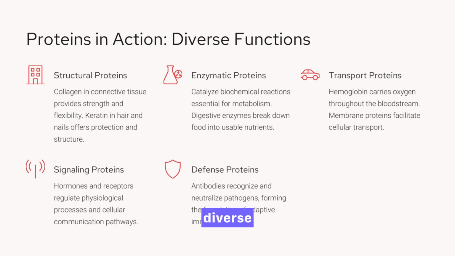Proteins perform diverse functions. Collagen and keratin provide structural integrity. Enzymes catalyze metabolic reactions. Hemoglobin and membrane proteins facilitate transport. Hormones and receptors manage signaling. Antibodies form the immune defense. Each role is crucial for maintaining biological processes and overall health.